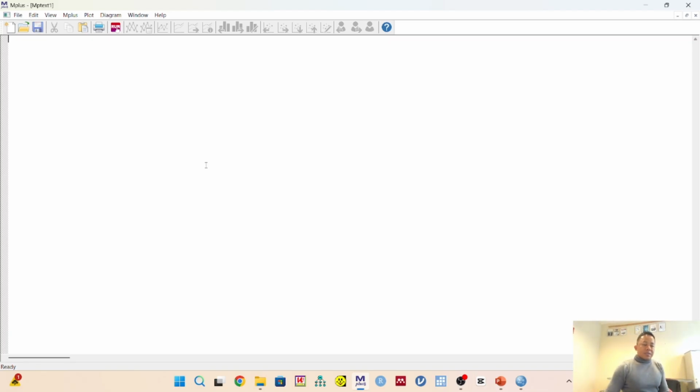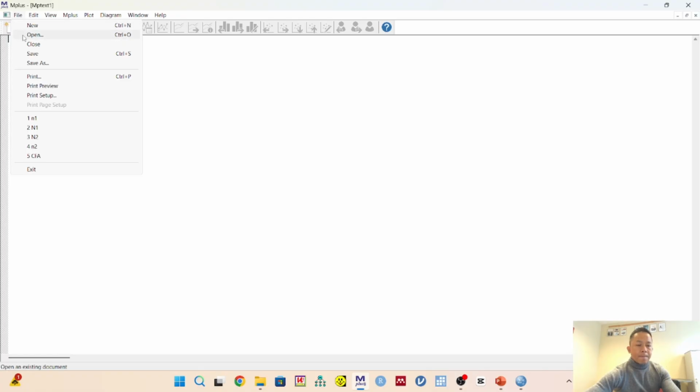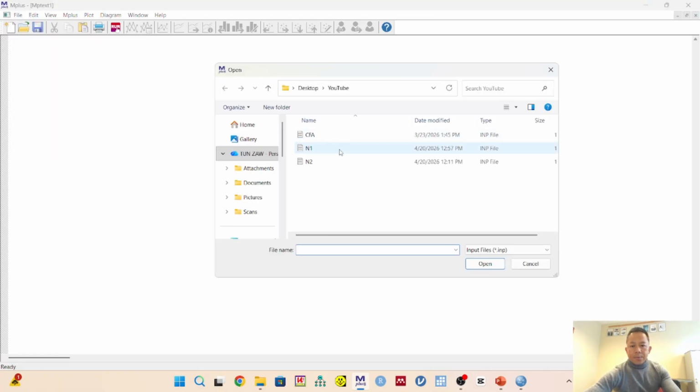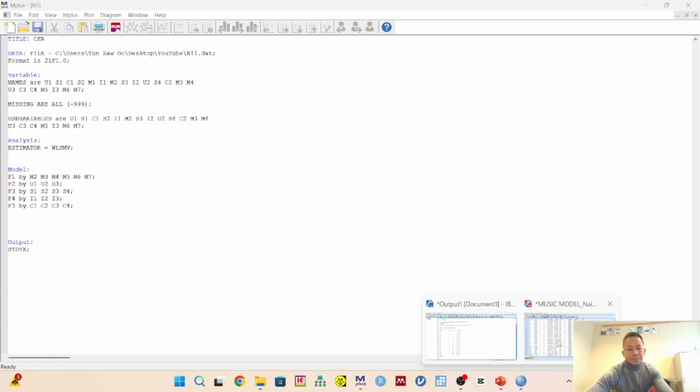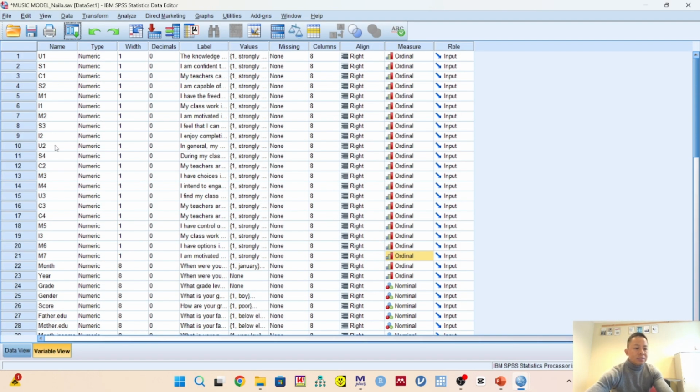In Mplus, let me show you, opening one import file. I have already saved the data. This is the data set. There are 21 items, from 1 to 21. And these 21 items I divided into 5 patterns.